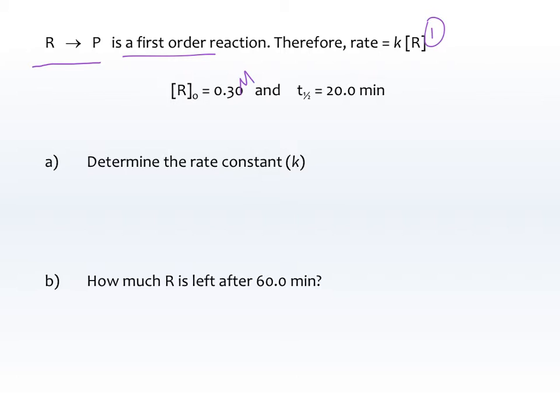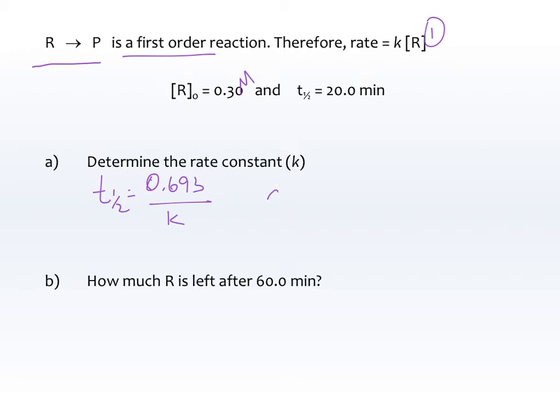And t 1/2 is 20 minutes. That is the half-life, how much time it takes to cut R in half. So the first thing we're going to do is determine the rate constant k, and the equation that we just solved for is t 1/2 is equal to 0.693 over k.